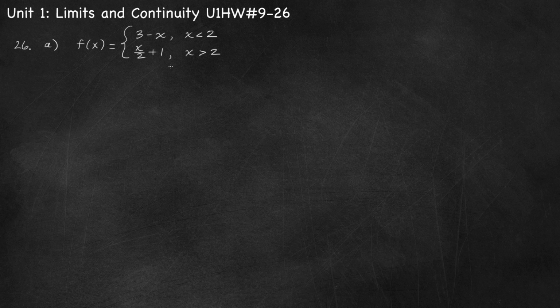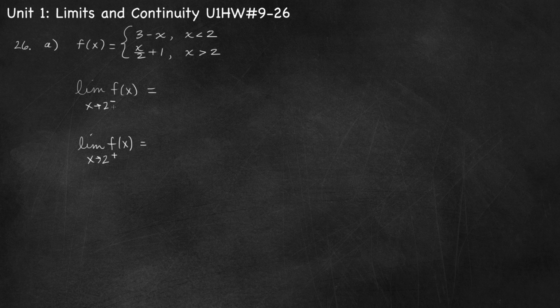The only thing we haven't considered yet is, well, what about at 2? So to figure out if the limit exists at 2, we have to approach 2 from the left and then approach 2 from the right. So we're going to take the limit of f of x as x approaches 2 from the left-hand side, and then we'll also consider the limit of f of x as x approaches 2 from the right-hand side.